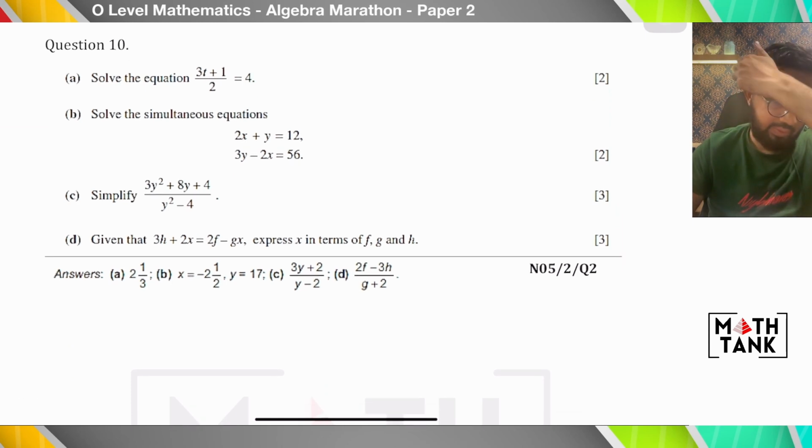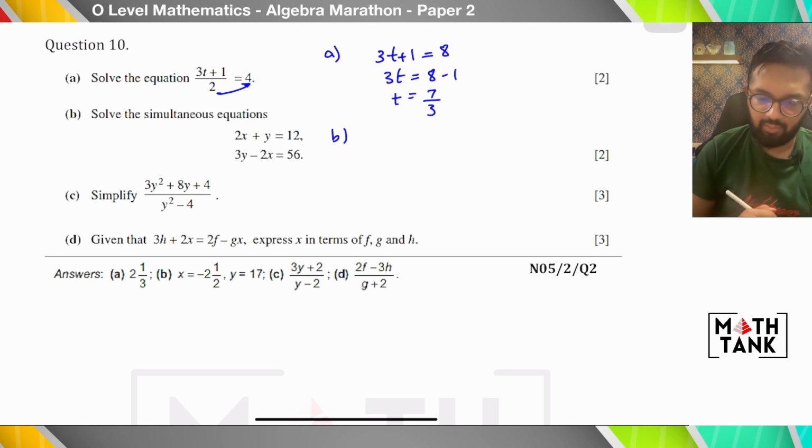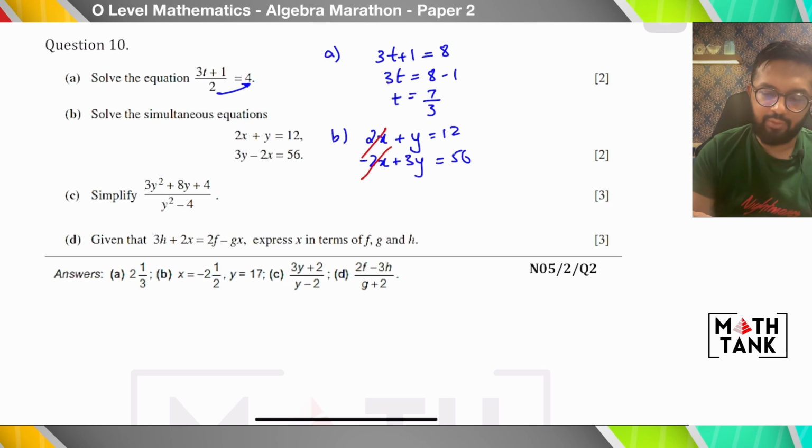Question number 10 looks simple. Let's quickly solve that. First, I cross multiply this. I get 3t plus 1 equals 8. 3t equals 8 minus 1. t equals 7 over 3. That's part A. Part B is simultaneous equations. If you look closely, they've sort of misled you by giving you this in a switched form. So this is actually cancelling out.